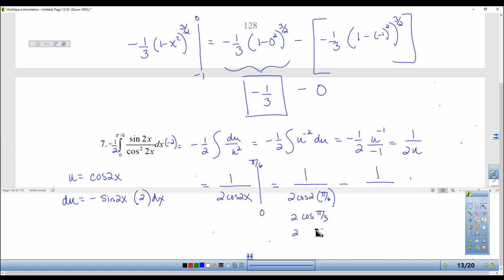And then cosine of pi thirds is 1/2, which is awesome because then this is just 1. And on this side, it's going to be cosine of 2 times 0. So you do the 2 times 0 first. And it's just cosine of 0, which is 1. So since this little piece is 1, we end up with 1 over 1 minus 1 over 2, which is 1/2.